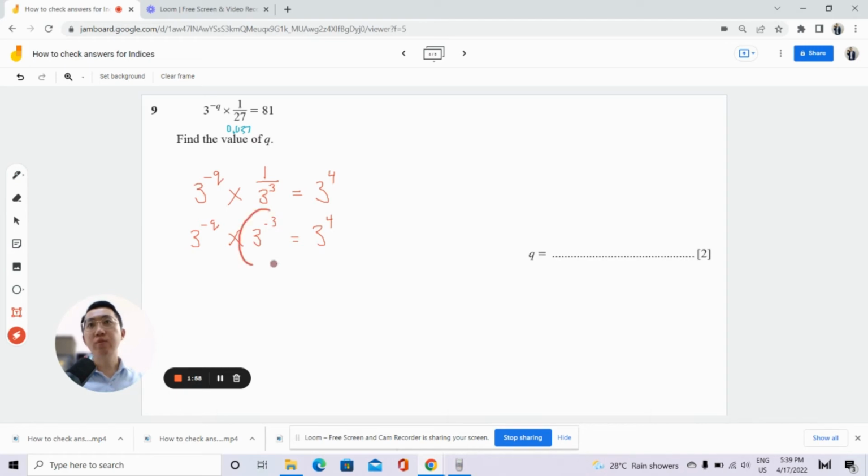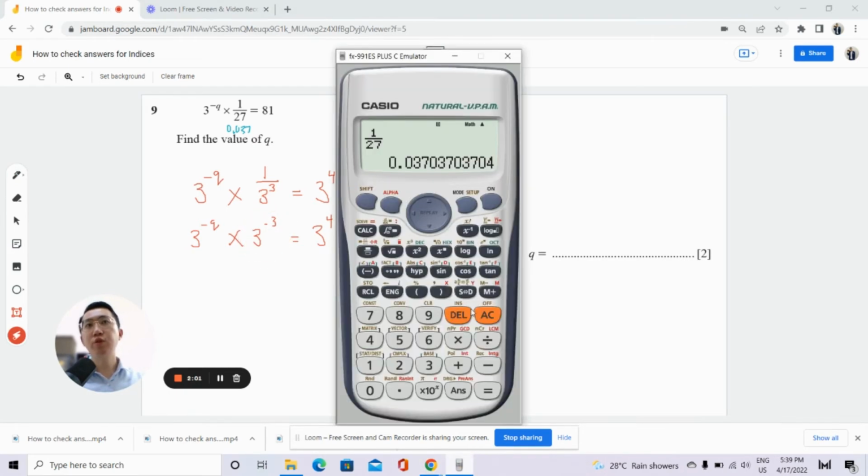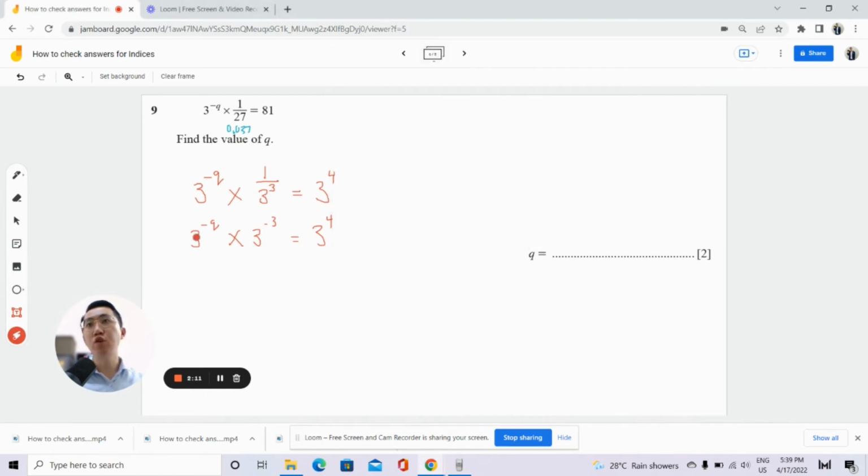Now check this, whether your conversion is correct or wrong. So you are gonna do that. 3 to the power of negative 3. Just check. Okay, indeed, yeah, you can see the answer is going to be the same. So you know your conversion is correct. All right, continue working on your steps. Now, when you see a multiplication, so you're going to take the power plus power. So that will be your next working.